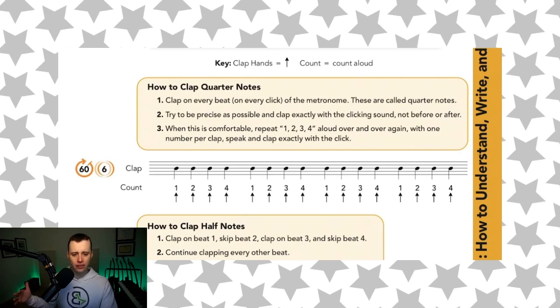And that's going to sound like this. You're going to put a metronome on. When you can anticipate when the next click is going to be, then you're going to do one clap with every single click, like this. That first one was a little early, but that's okay.